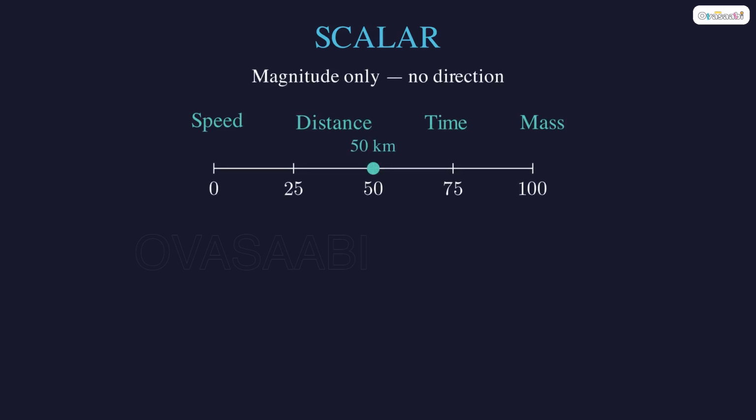A scalar has magnitude only. Speed, distance, time, and mass are all scalars. Just a number and a unit.